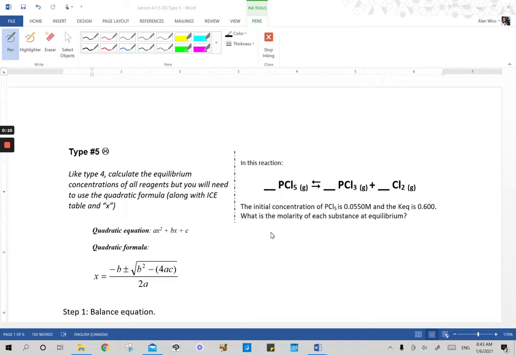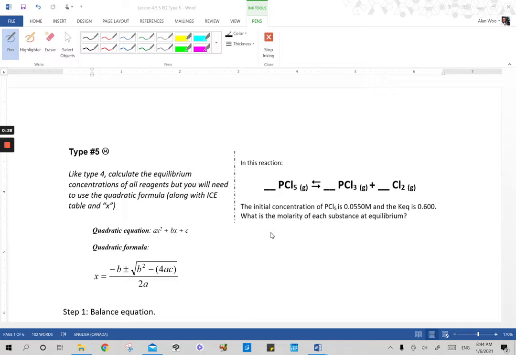The Type 5 is the last type and probably one of the more difficult ones. It does involve the use of quadratic equations and quadratic formulas. So let's look at what makes this particular question so challenging.